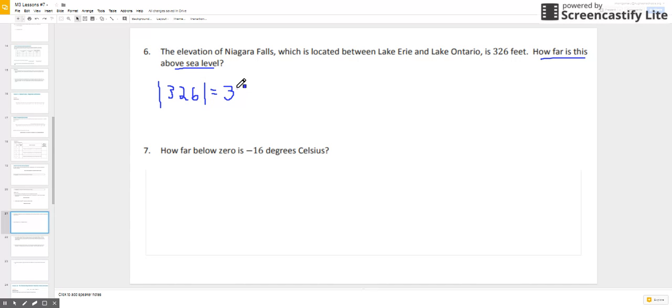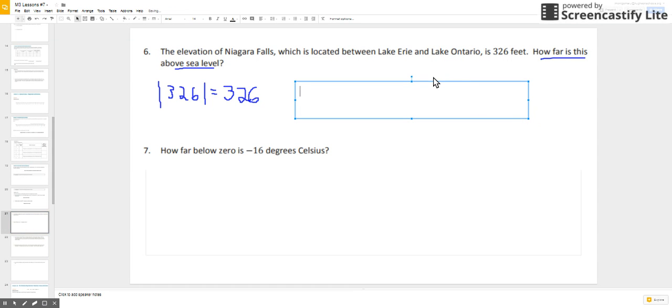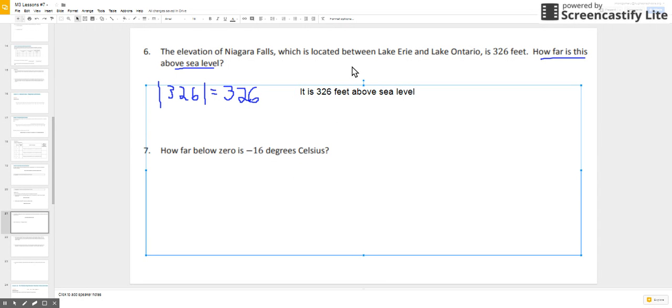So how do I need to write that as a magnitude? Let's get our text box out here. We could say it is 326 feet above sea level. It is 326, not 325. I apologize. Feet above sea level. There we go. So that is the magnitude of Niagara Falls.